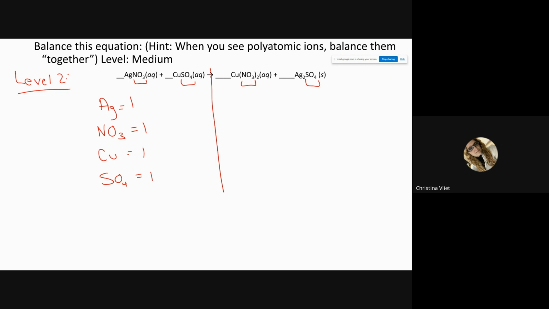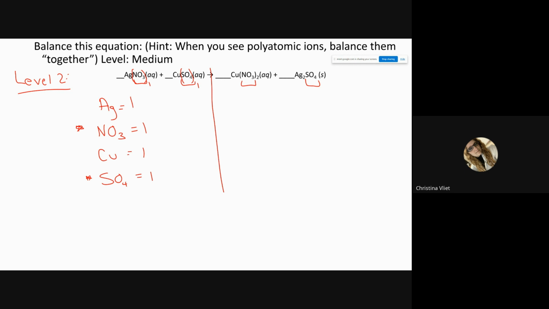Why is it 1? Because this polyatomic ion, there's no parentheses here, which means that there's always only 1 of it. If you recall back when we were making compounds, if we didn't write parentheses, it meant we only had 1 of that polyatomic ion. You should keep nitrate together, keep sulfate together. It's going to make your balancing a lot easier.